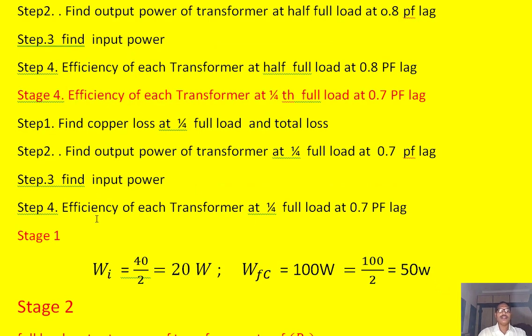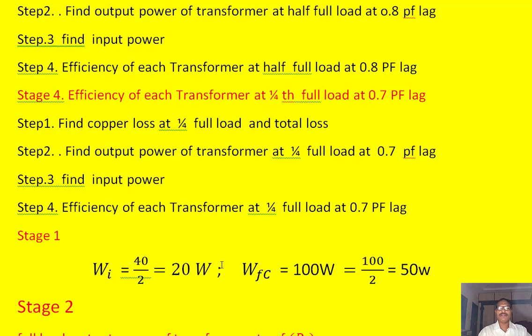So this is the general procedure which we are supposed to remember. Now we solve this problem by taking the data given. Stage 1: in the data, under open circuit condition, what he gave is the wattmeter reading of 40 watts. That is the iron loss. That iron loss belongs to both the transformers, but we want the iron loss for one transformer. Because there are two transformers, we divide this 40 by 2. So the iron loss of each transformer is 20 watts.